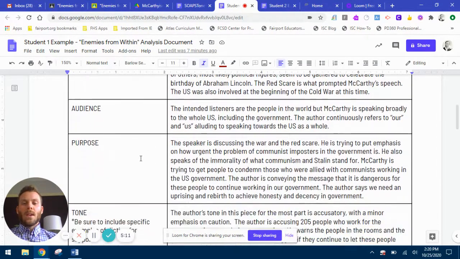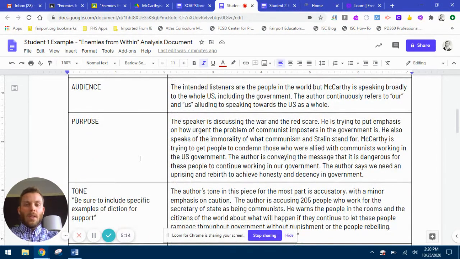For the audience, again, this student did a really good job talking about how the speaker is speaking broadly to the U.S. people, including people within the government. And she also starts getting into a little bit of the ethos, with his use of our and us, alluding to the fact that he's speaking towards the U.S. as a whole, but really trying to align himself with the American people.